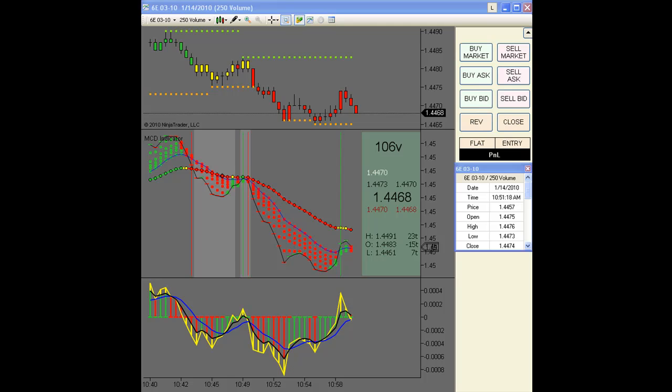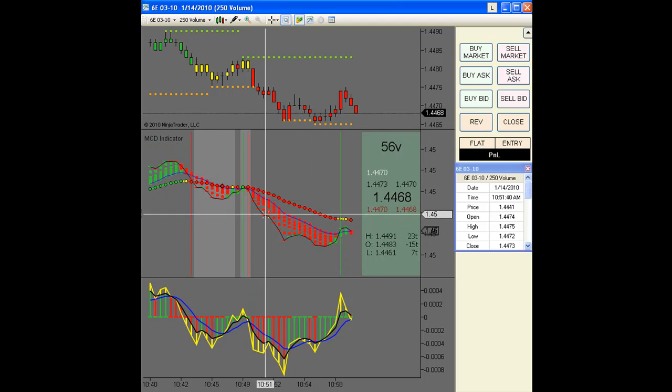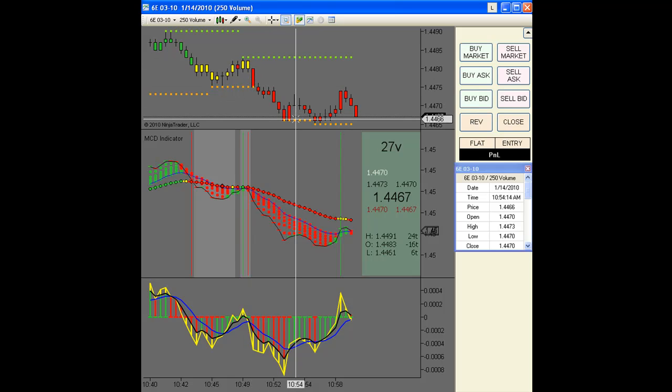Okay, so we're going to be looking for another pullback here. This last pullback didn't really set up the way we wanted it. Again, keep in mind that we look for these dots to spread out. And of course, that usually tells us the price is on the move. We're looking for the pullback.